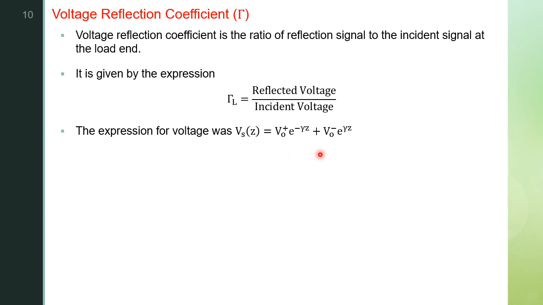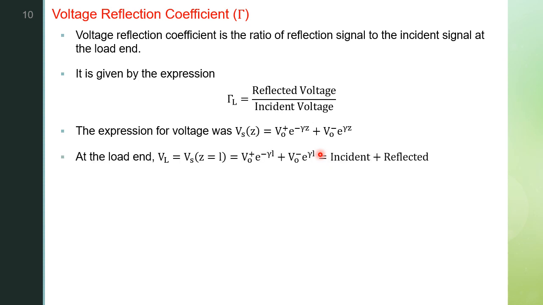When you consider the load end, the value of z is equal to L. So it is V naught plus e raised to minus gamma L plus V naught minus e raised to gamma L. When you consider the first term, it is a wave traveling in the positive direction, that is towards the load. So that is the incident wave. When you consider the second term, it is e raised to gamma L, which represents the reflected wave, that is a wave traveling in the negative direction.